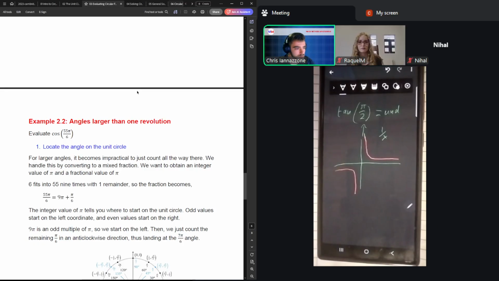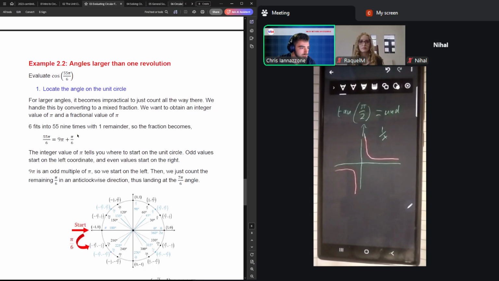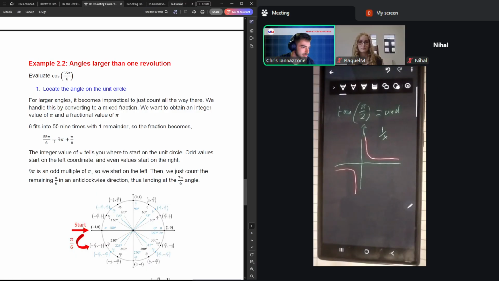So what you've alluded to is there are some symmetries that you can use, just not necessarily that one. If you do have quite a big angle that you're working with, what you can do to make life a lot easier is to split it up between an integer value of pi and the fractional value of pi. So in other words, you're basically just creating a mixed fraction. How many times does 6 fit into 55, and what's the remainder? It fits 9 times with 1 remainder. So you get 9 pi plus pi over 6. You're taking this nasty thing into something a lot easier to work with.